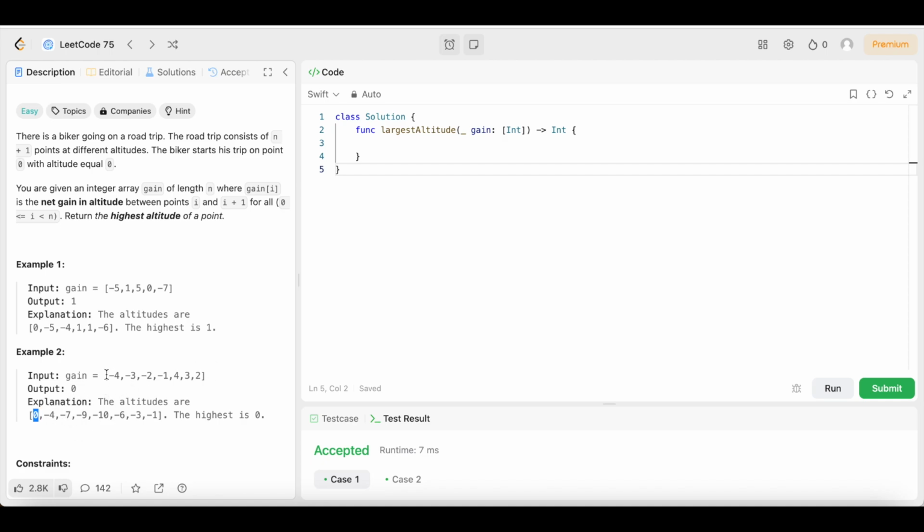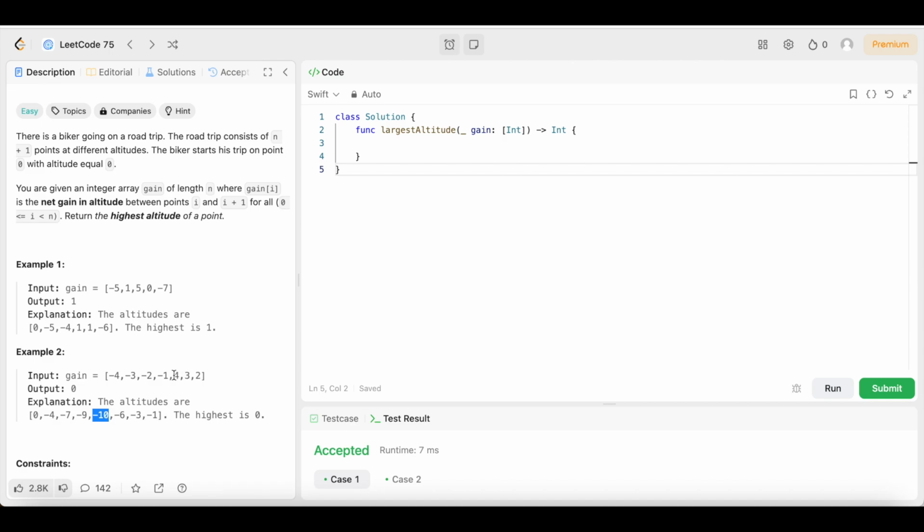He starts at 0, goes down a 4-mile hill. Now he's 4 miles below sea level. Then he goes down another 3-mile hill. Now he's 7 miles below sea level. Then he goes down a 2-mile hill. Now he's 9 miles below sea level. Then he goes down one more hill for a mile, and now he is 10 miles below sea level.